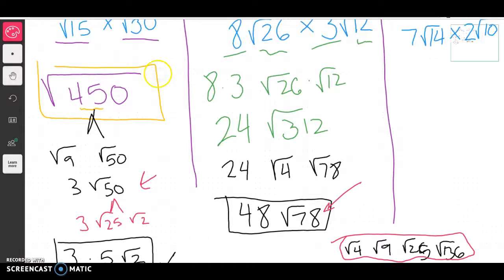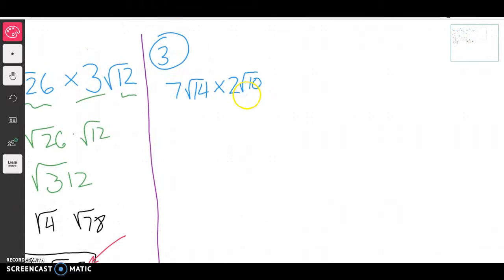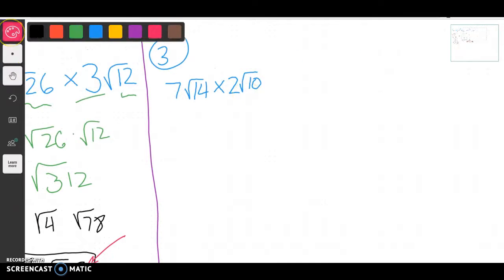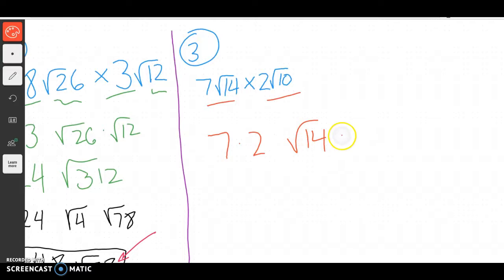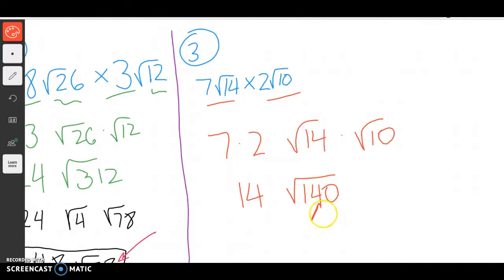Let's do this one last problem. So again, this is going to be very similar. We're going to take this and this, and we're going to multiply them together. So I'm going to rearrange and get 7 times 2. And then I'm going to get radical 14 times radical 10. And 7 times 2 is 14. And radical 14 times 10 is 140. And again, that's the easy part. The hard part is trying to see what divides this.